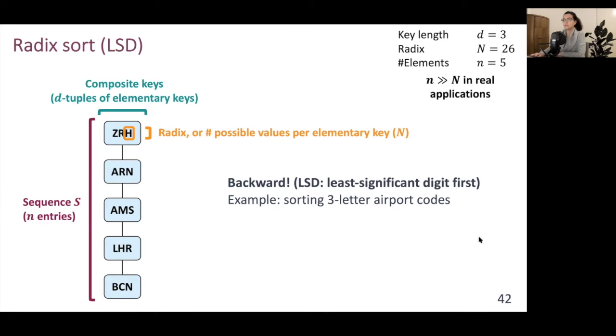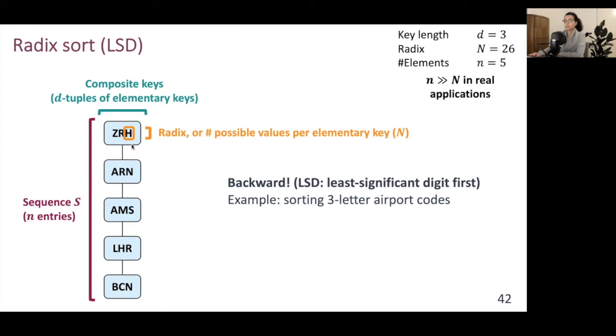This idea leads us to the first radix sort algorithm called LSD, where LSD stands for least significant digit first, not to be confused with the chemical substance. The reason for this name comes from the fact that we process the elementary keys backwards, starting from the least significant digit or key and ending up at the most significant digit or key.